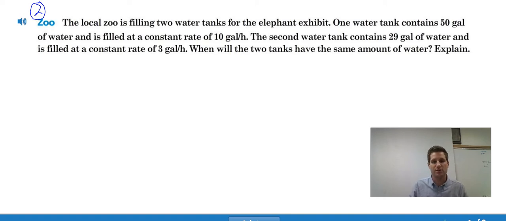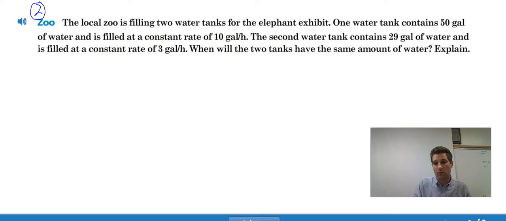A local zoo is filling 2 water tanks for the elephant exhibit. One water tank holds 50 gallons and is filled at a constant rate of 10 gallons per hour. The second contains 29 gallons of water and is filled at a constant rate of 3 gallons an hour. When will the 2 tanks have the same amount of water?